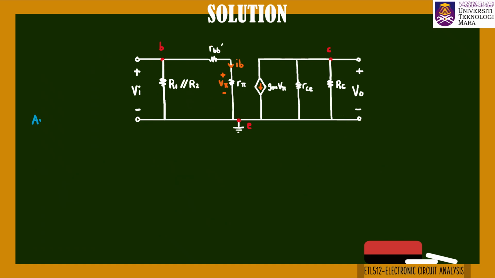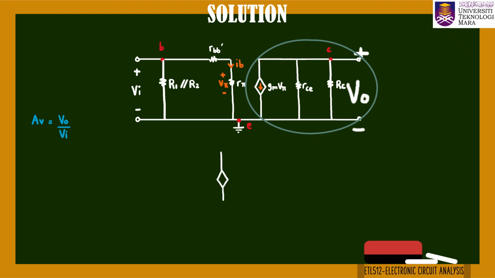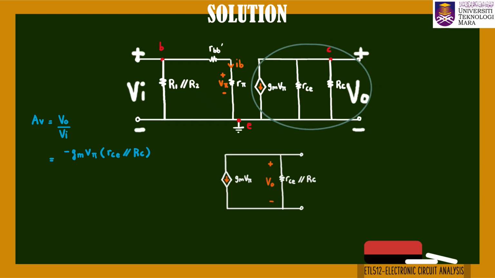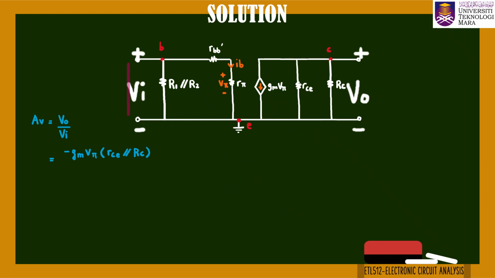The next value to calculate is voltage gain AV. By definition, voltage gain is the ratio of output voltage to input voltage. So, what are the expressions for Vout and Vin? First, Vout can be seen more clearly from this simplified circuit. It is the voltage across the parallel combination of RC and RCE, with the current of negative GMVpi flowing through it.